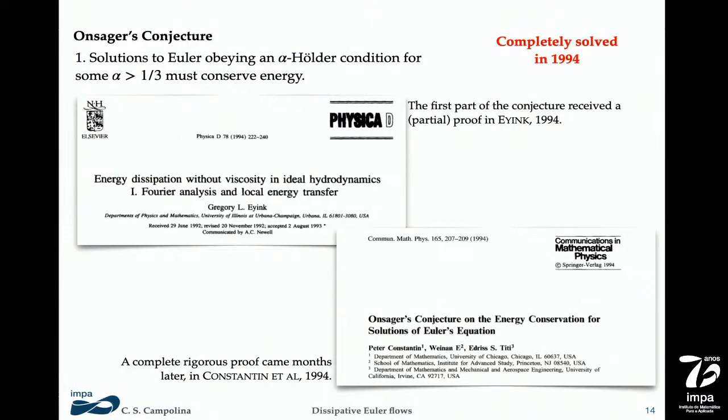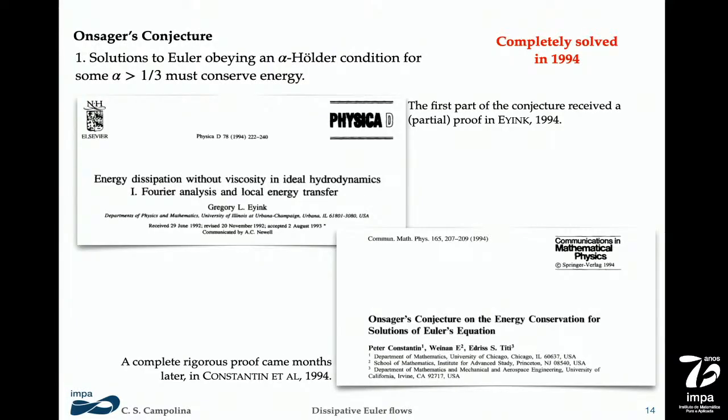Okay, so the first part of the conjecture was completely proved in 1994. The first paper released was this one by Gregory Eyink in 1994. He exploits Fourier analysis and the idea of cascades of energy to make a proof. Mathematicians claim that it's not a rigorous proof, just a partial proof, because it's not stating all possible functional spaces where the fields are defined.